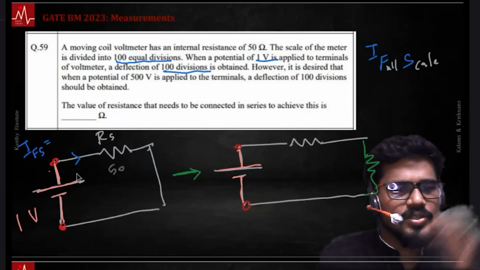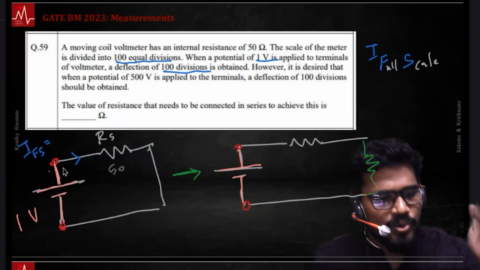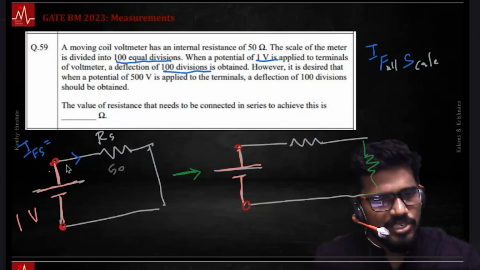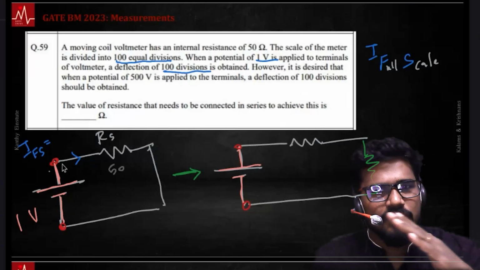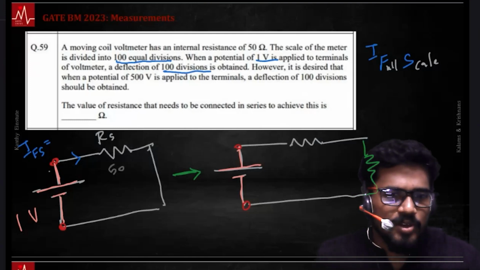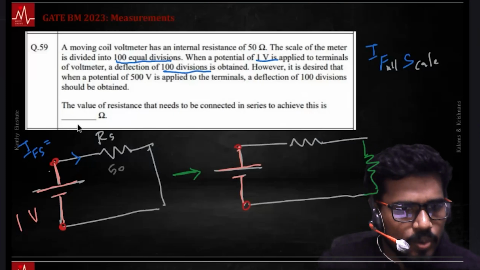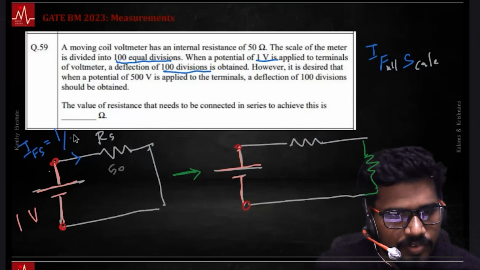20 milliamps. If this current is flowing through that ammeter, it is showing the maximum allowable, because there is only so much space in the scale. It cannot go beyond that. If the current goes beyond that, the scale stops. This is 1 volt by 50 ohms.